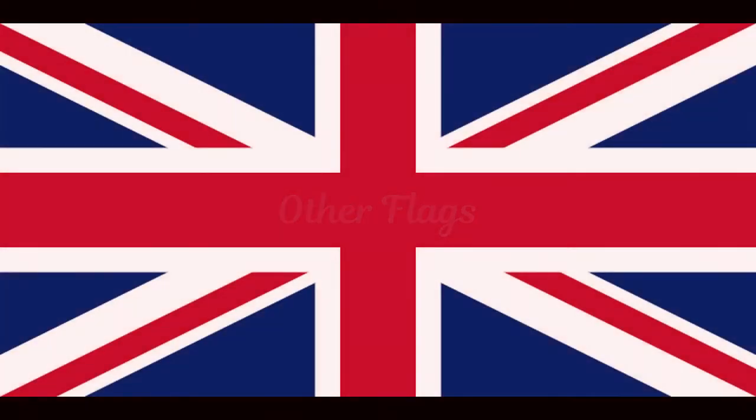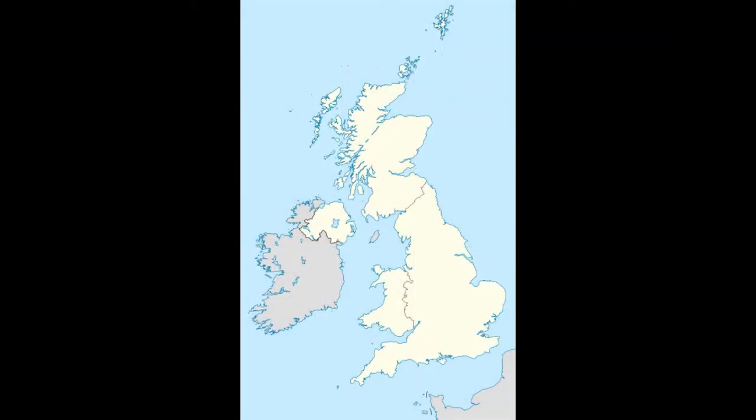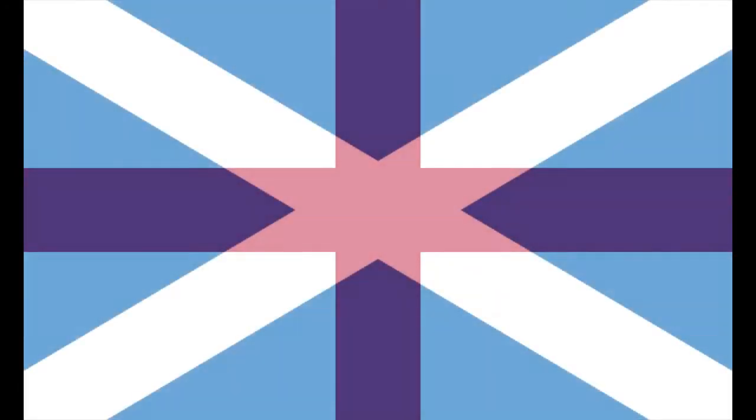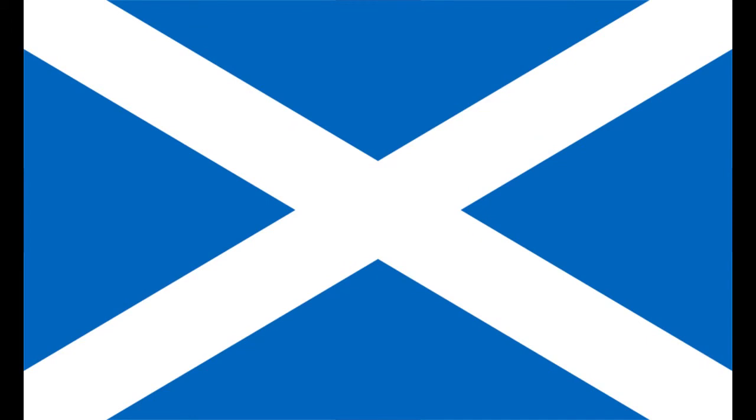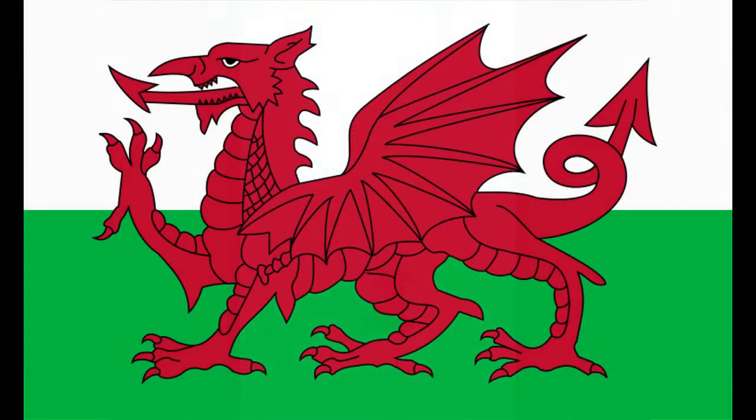Other flags. In addition to the Union Jack itself, there are also several other flags used by the United Kingdom. There are the flags used by each of the 3 or 4 constituent countries of the UK. As mentioned before, England uses the St. George's Cross, and Scotland uses the St. Andrew's Cross. There is also Wales, whose flag features a white and green field with the red dragon of Wales on it.